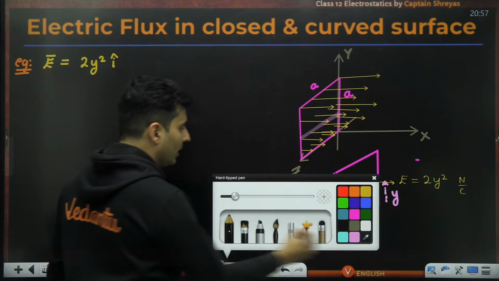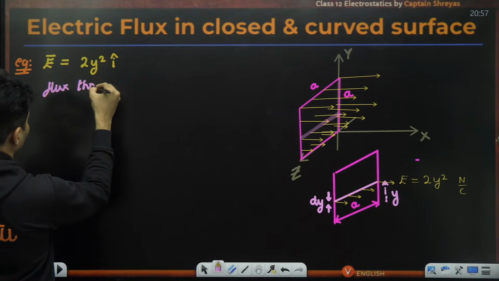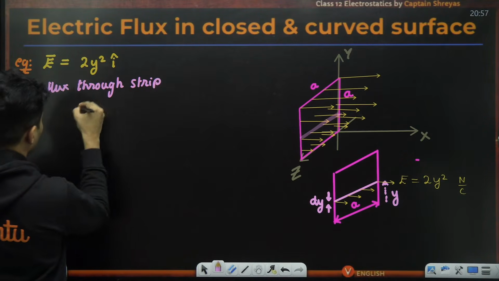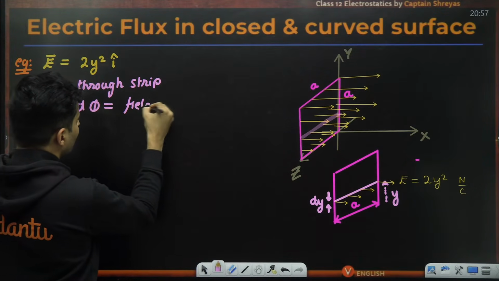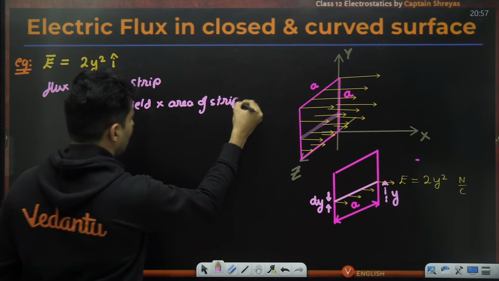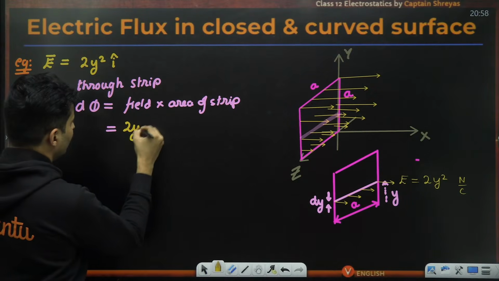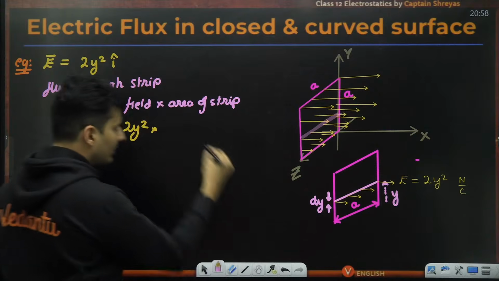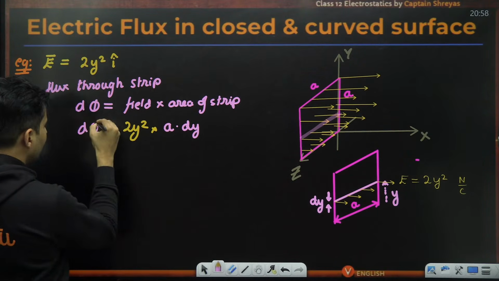So why not calculate the flux through that particular strip. The flux through that strip will be d phi. It will be nothing but the field multiplied by the area of that strip. The field at that place is 2y square. The area of that strip is height into length. Length is basically a, height is nothing but dy, so that is d phi.